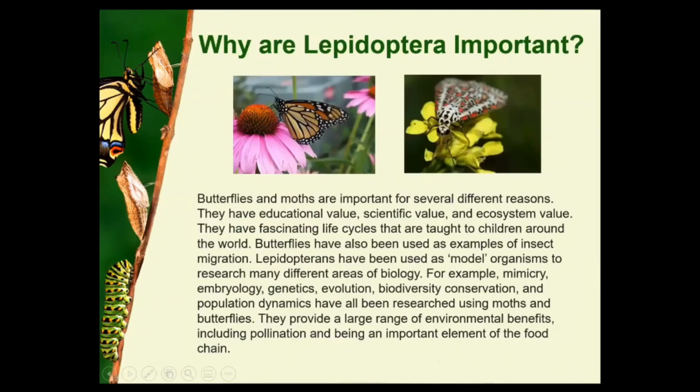So why are Lepidoptera important? Butterflies and moths are important for several different reasons. They have educational value, scientific value, and ecosystem value. They have fascinating life cycles that are taught to children around the world. Butterflies have also been used as examples of insect migration. Lepidopterans have been used as model organisms to research many different areas of biology. For example, mimicry, embryology, genetics, evolution, biodiversity, conservation, and population dynamics have all been researched using moths and butterflies.